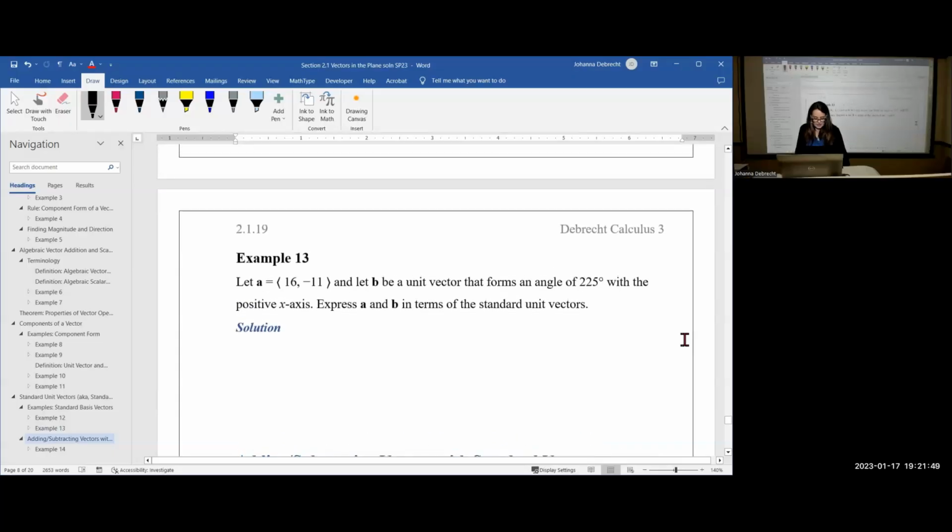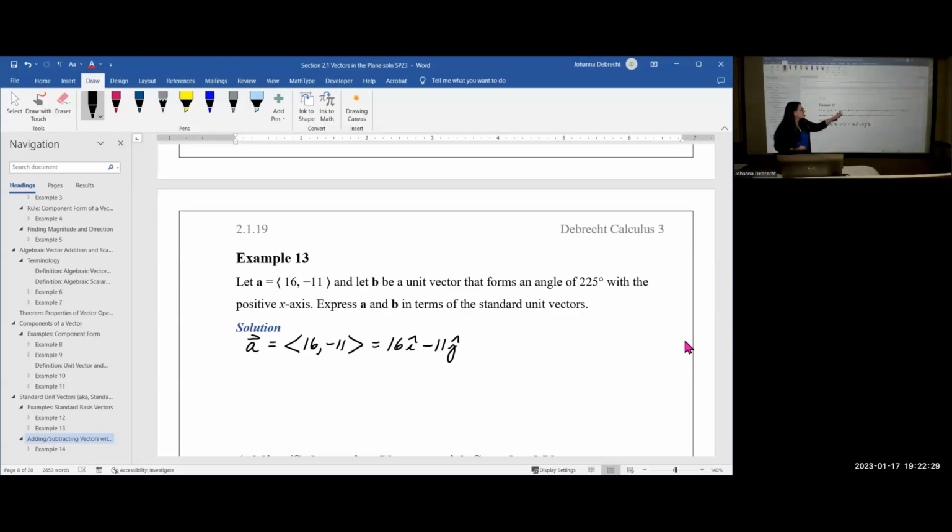Let's take a look at number 13. We have a vector A in standard position of (16, -11), and B is a unit vector that forms an angle of 225 degrees with the positive x-axis. And we want to express A and B in terms of the standard unit vectors, i hat and j hat. Well, A is easy to do. A is pretty straightforward. There's not much to A. (16, -11) in angle brackets is the same as 16 i hat minus 11 j hat. That's it, we're done.